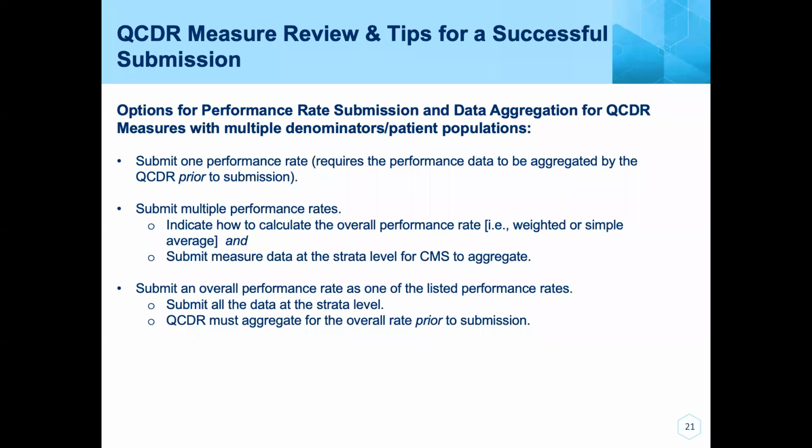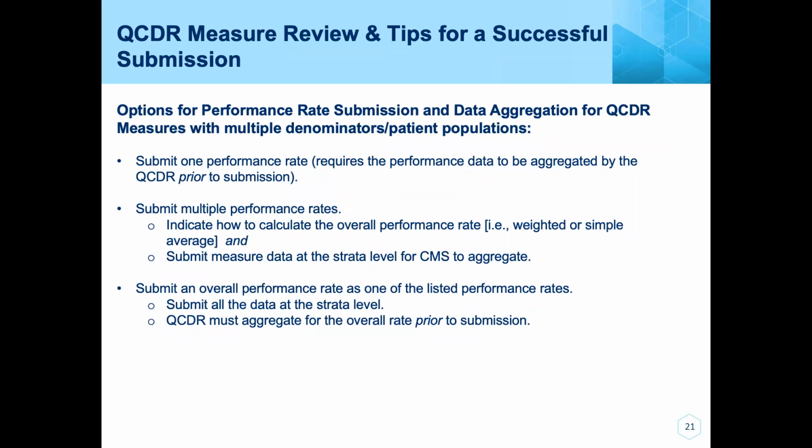You can also select to submit multiple performance rates. You indicate how to calculate the overall performance rate, for example, either a weighted or simple average. The QCDR then submits the measure data at the strata level, and then CMS aggregates that data for scoring.